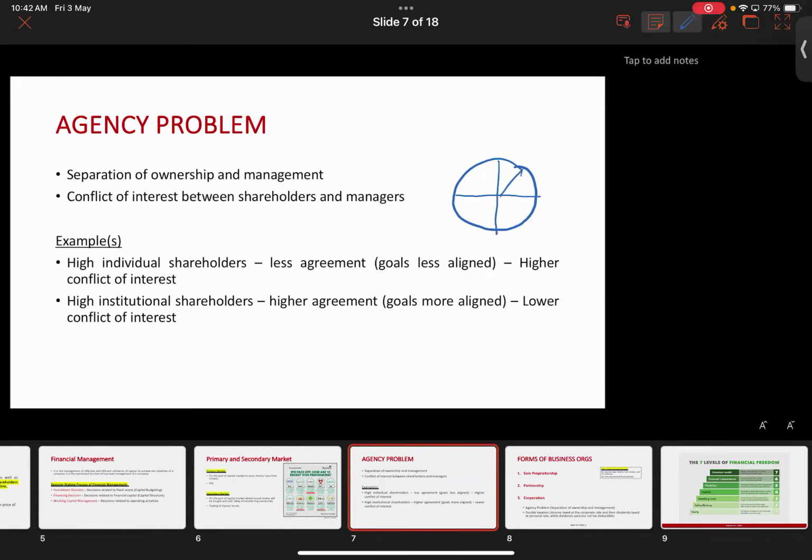So assuming everyone has 10% of the stake, the ownership of the business. 10%, 10%, 10%. Some got 20%. So you see here, we have a lot more shareholders. Everyone has some stake in the business. So you see, there are so many shareholders in this business.